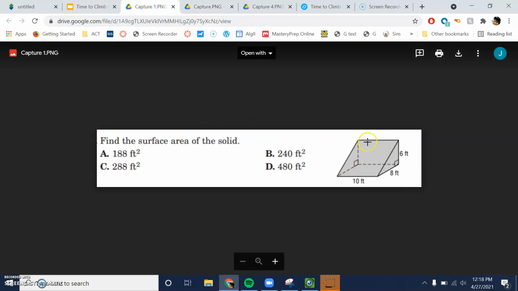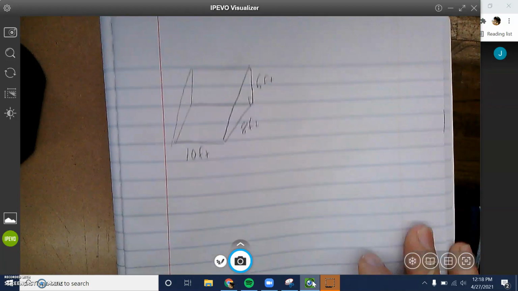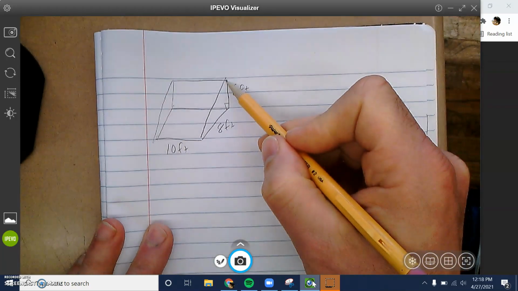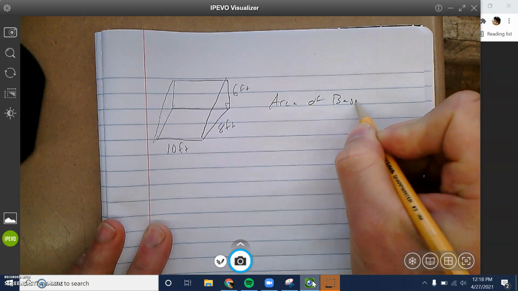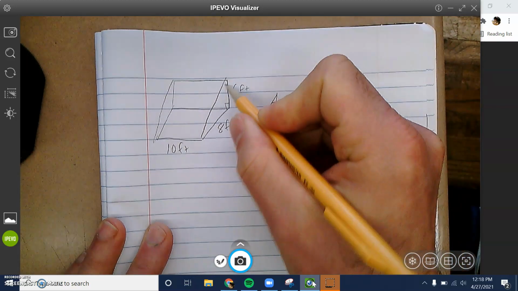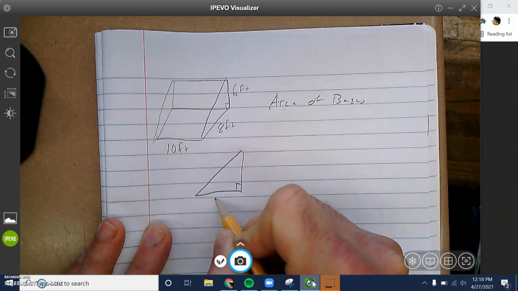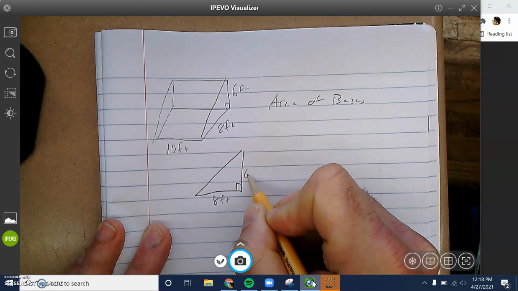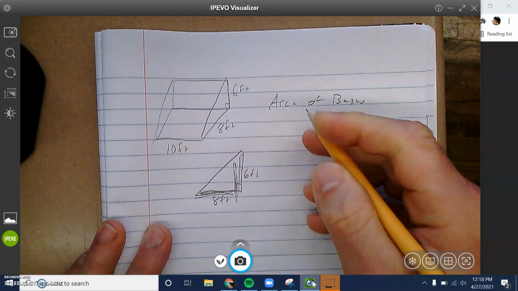Oh my goodness, one from yesterday. Surface area of that solid. Ready, set, go. All right, let's see what we got. Here it is. Okay, so you have the triangle. So area of the base is first. The triangle. So this one's kind of written like that, but if you want to look at a side view, it's got 8 and it's got 6 like that. So this is the base, this is the height.